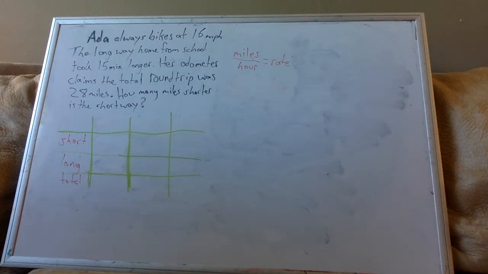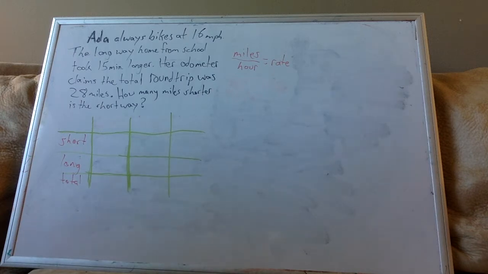Here we're going to look at a word problem, a problem that focuses on rate. So Ada always bikes at 16 miles per hour. The long way home from school took 15 minutes longer. Her odometer claims the total round trip was 28 miles. How many miles shorter is the short way?